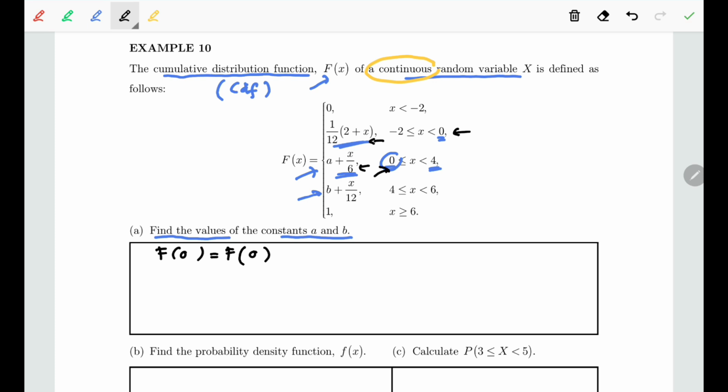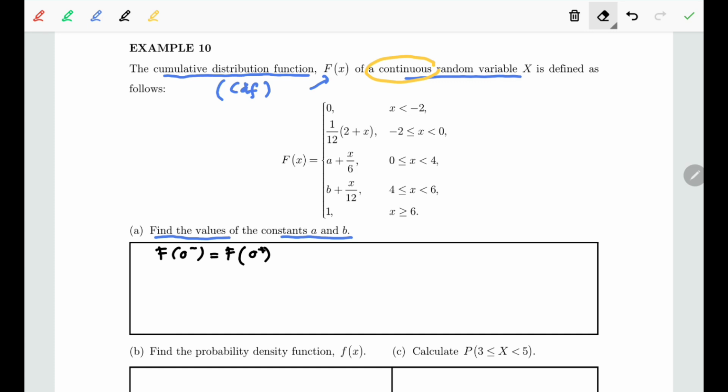To differentiate between these two substitutions, I'm going to write a negative sign to represent the left side and a positive sign to represent the right side. So f of 0 negative means 0 is substituted into the function on the left side, and f of 0 positive means 0 is substituted into the function on the right side.